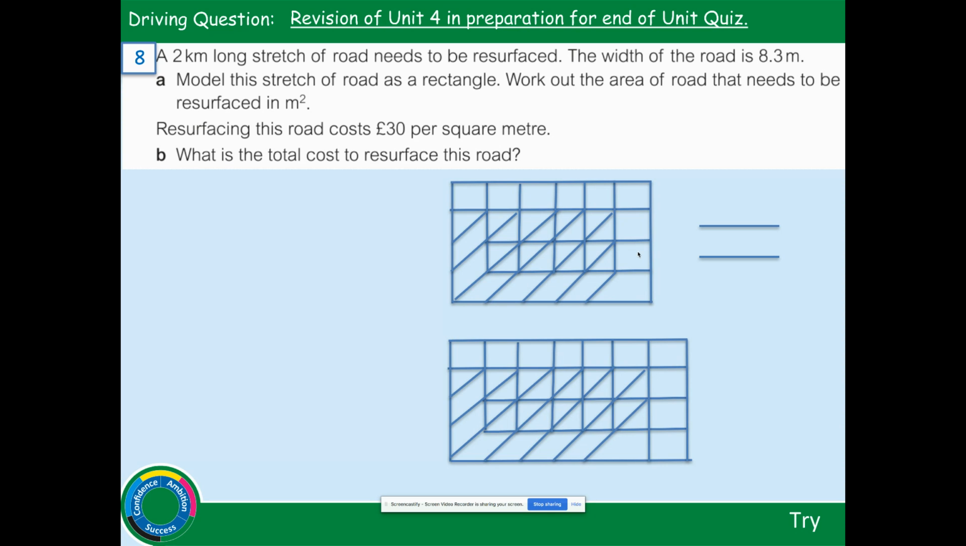I'd like you to have a go at this on your own before I go through the answer. So press play, try and think about it. And I'll just say, make sure you've got the same units of measure. Have a go. Press play when you're ready to go through the answers.